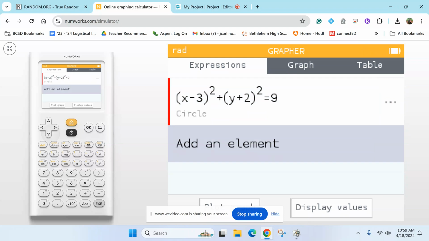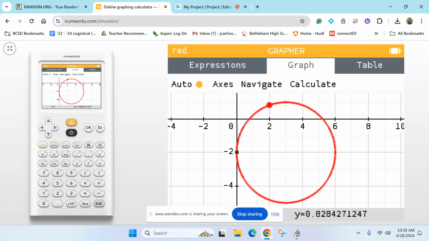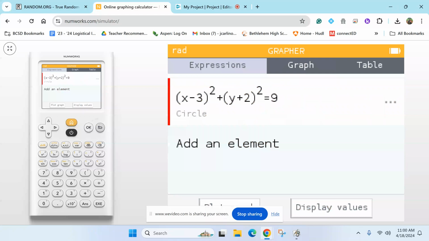If you want to see what your graph looks like, go ahead. Everyone should have a circle on their screen right now, hopefully. If not, user error. So everyone's got the circle, looks beautiful. Good. Go back to the equation you typed in. This is what a circle equation is going to look like today.